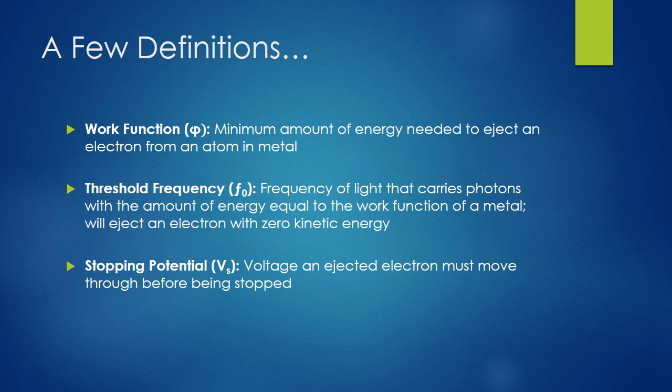But before we do, we need a few definitions. So like I had mentioned earlier in the lecture, the photons needed to have a certain amount of energy in order to get electrons to bounce off of that metal. And the minimum amount of energy needed to bounce one of those electrons off of that metal is called the work function of that metal. It's a property of the metal. So zinc, for example, might have a different work function than sodium.